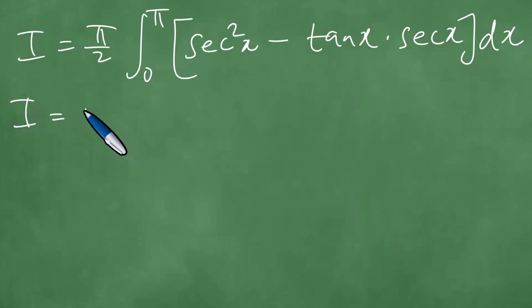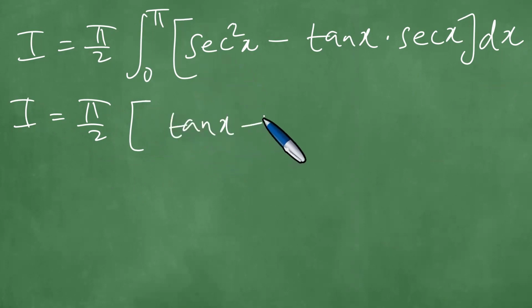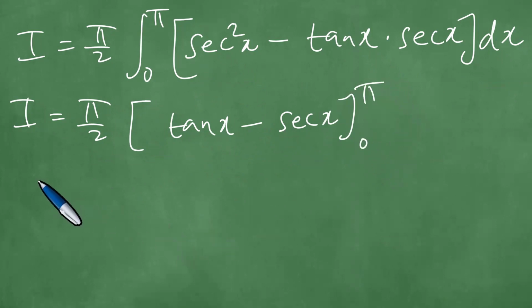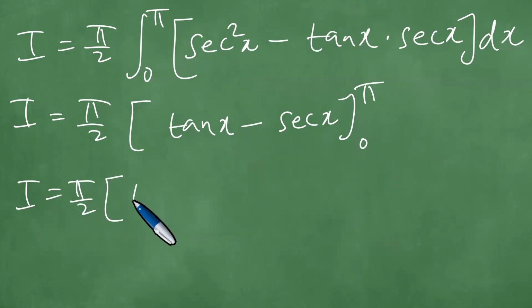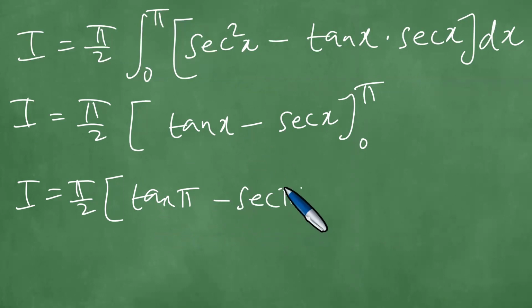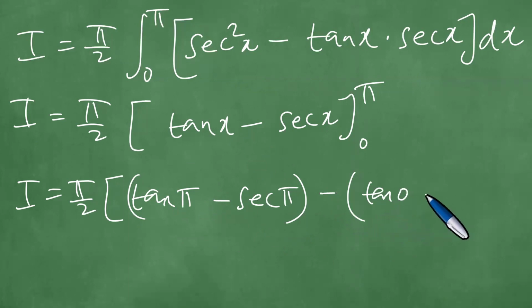And this is then what? It's pi over 2. Now we perform integration. The integral of secant squared x is tangent x, and the integral of tangent x secant x is secant x. So now this is pi over 2 times, substituting the limits of integration, the tangent of pi minus the secant of pi, minus the tangent of 0 minus the secant of 0.